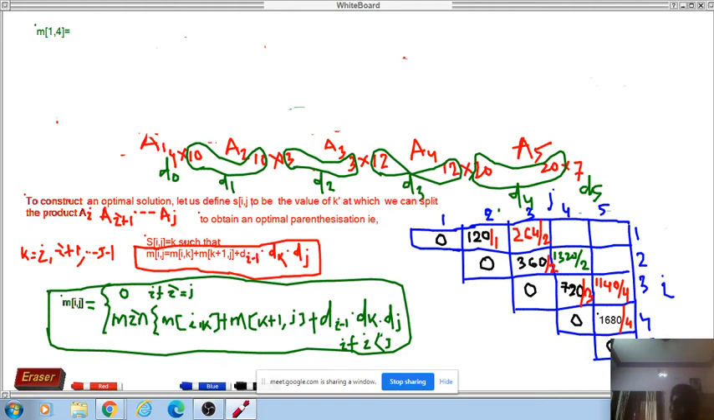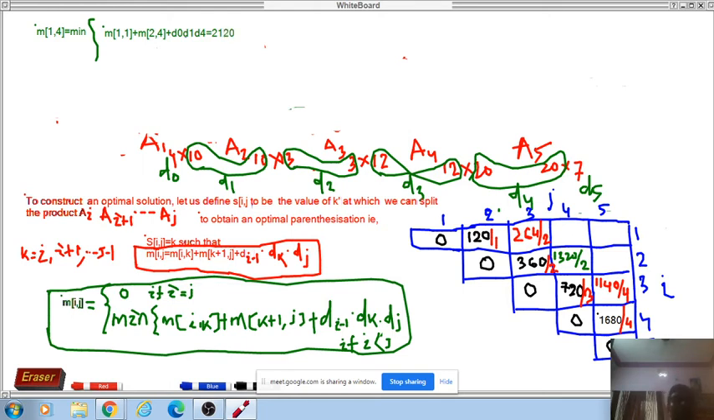Very easy steps. So m of 1 4 will be equal to the minimum of, who is going to tell me? m of 1 1 plus m of 2 4 plus d0 d1 d4, and so on. Very good. That value will be equal to 2120. Next you calculate.